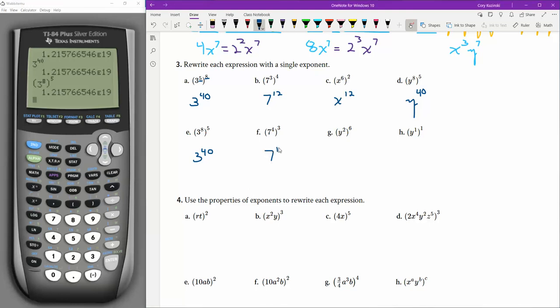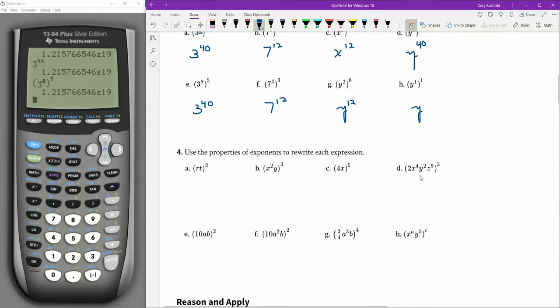7 to the 12th because 4 times 3 is 12. Y to the 12th because 2 times 6 is 12. Slow down. And 1 times 1 is 1, so let's just call it y. Last set of problems here. Use the properties of exponents to rewrite this.